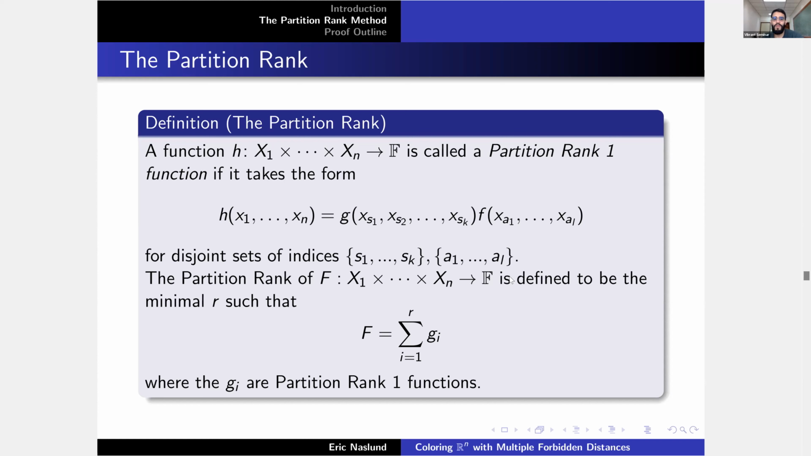And do you know, for slice rank, what is the definition? Oh, yeah, I probably should have included that. For slice rank, one of the 2 disjoint sets of indices has to have size 1. So it has to split in the form g of x_s1 times f of all the other variables. I see, thanks. So for slice rank, we slice off a single variable.